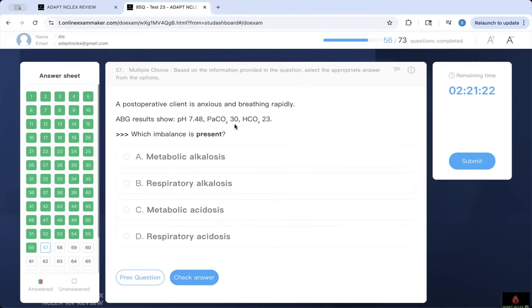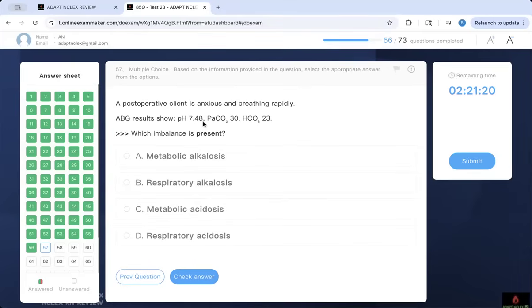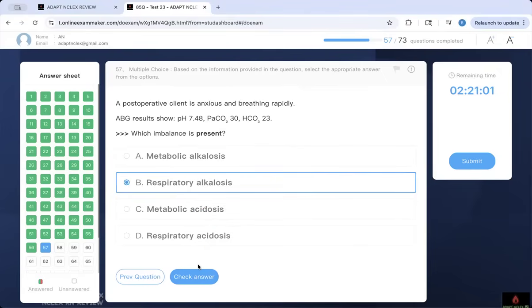You pick your answer? Common sense. pH greater than 7.4 is what? Alkalosis. That means, what are you going to do? Acidosis is gone. And if I'm breathing fast, it's a respiratory problem. Respiratory alkalosis. Straightforward. You don't have to overthink it.